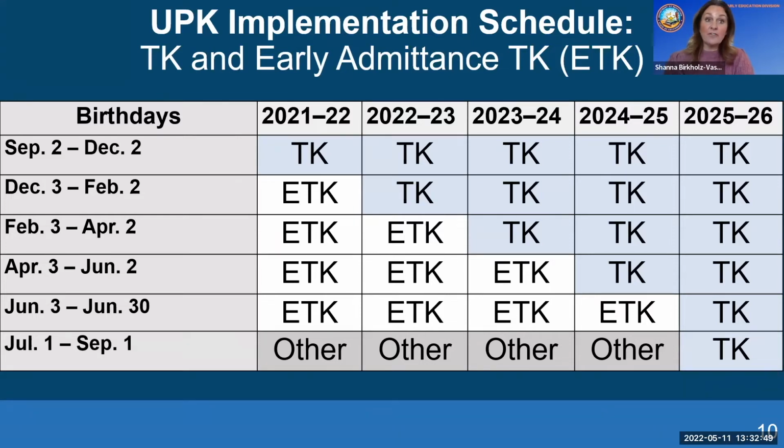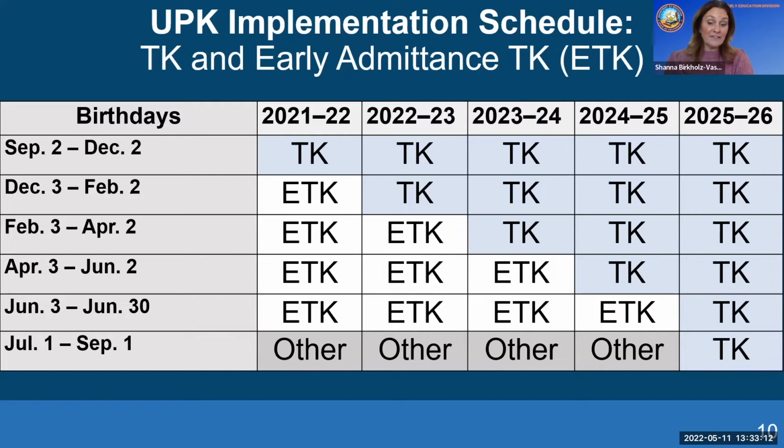In 2024-25, TK students are eligible if they turn 5 between September 2nd and June 2nd. At district discretion, children turning 5 between June 3rd and the end of the school year can be included in ETK. Rules for children with birthdays between July 1st and September 1st remain the same.